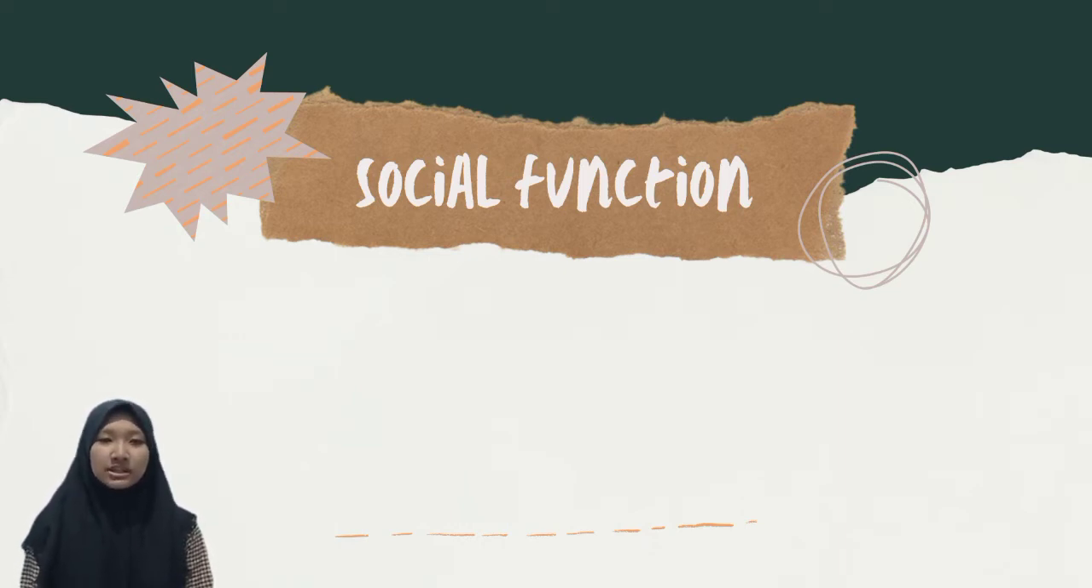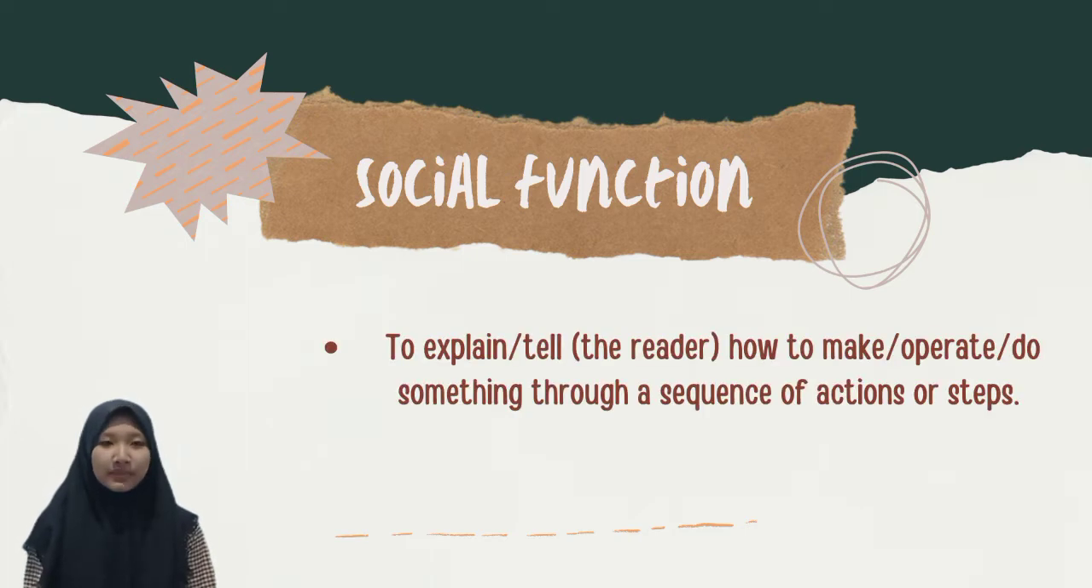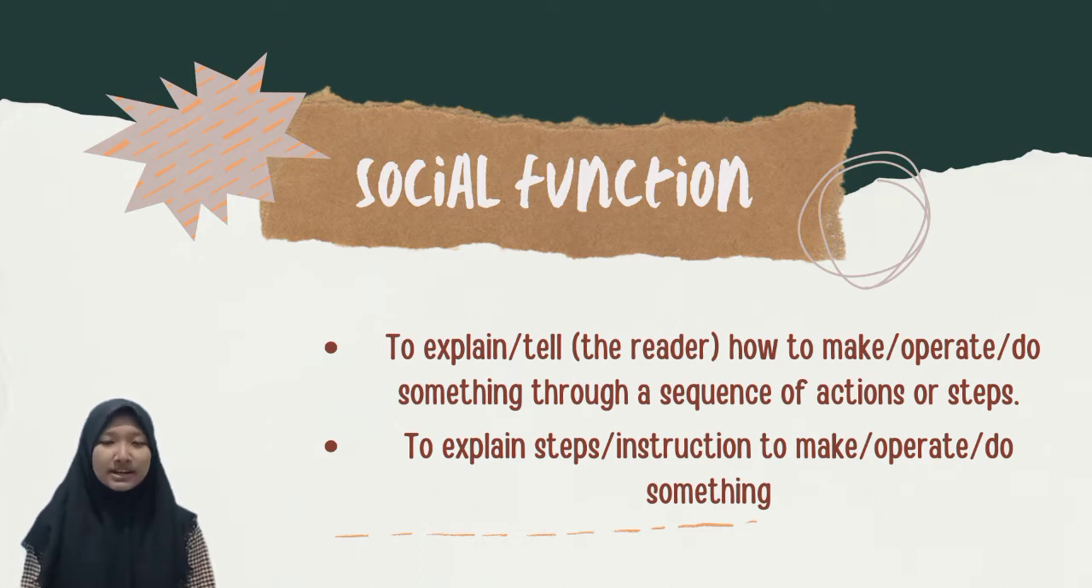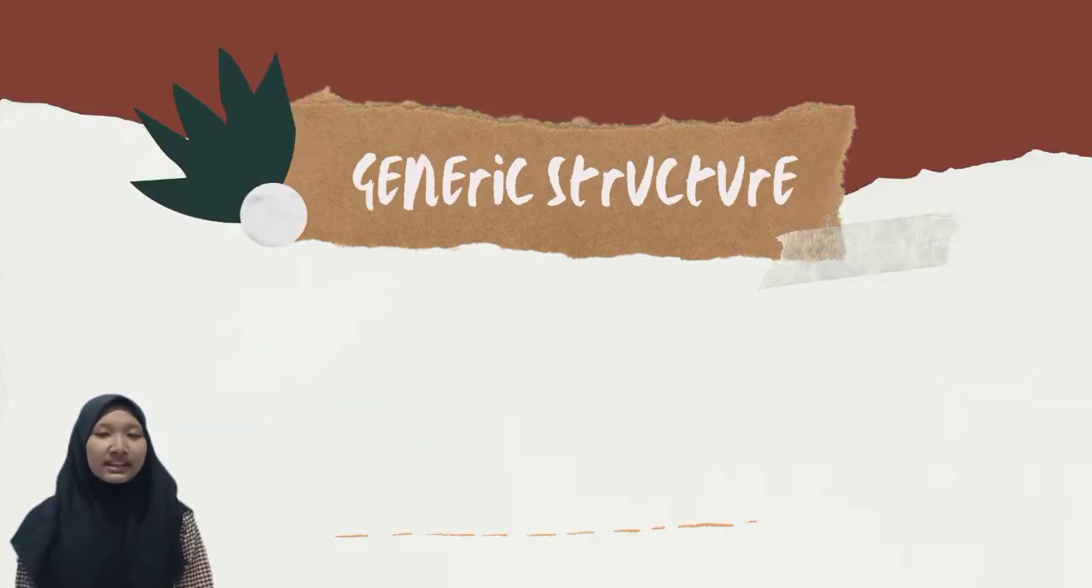The social function of procedure text is to explain or tell the reader how to make or operate or do something through a sequence of actions or steps, or to explain steps or instruction, or to make or operate or do something. Every text certainly has its own generic structures.